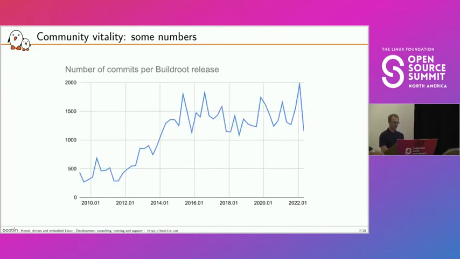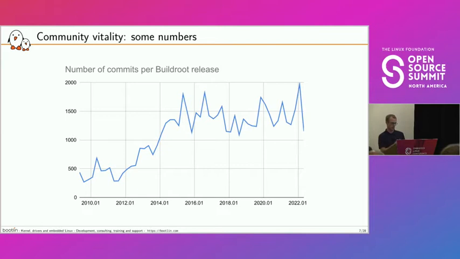So with that said, I wanted to talk more about what has been going on over the past 2 years in the Buildroot community. So first I drew some graphs on the activity of the community. Here it's not over the past 2 years, but over the past 10, 12 years. And what we can see fairly easily is that the community is acting in a very stable and mature way. There's not much change in the number of commits per release.